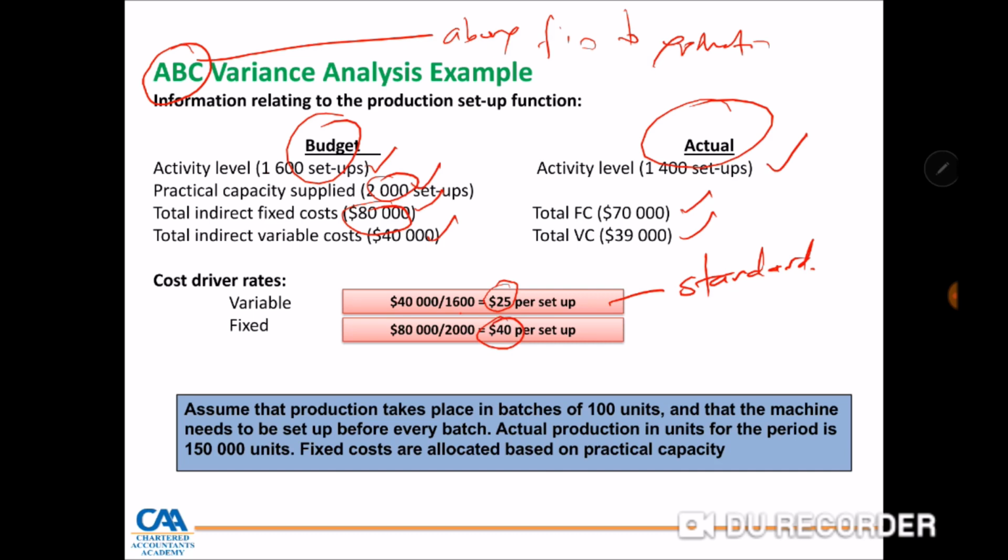So $40 per setup. Now, we can make a further assumption that production is going to take place in batches of 100 units, and that each machine needs to be set up before every batch. Actual production in units for the period is 150,000 units, and fixed costs are allocated based on practical capacity. All these assumptions are very important for you to be able to deduce what's happening.